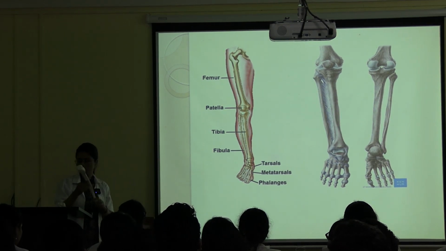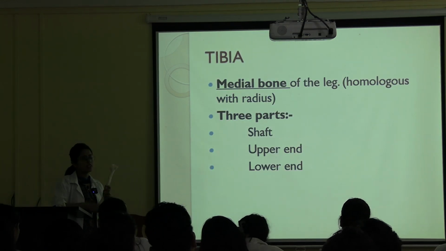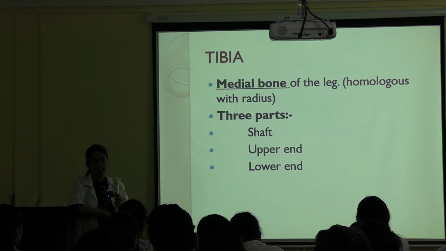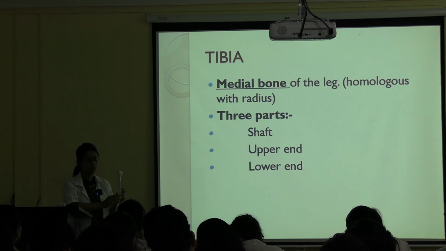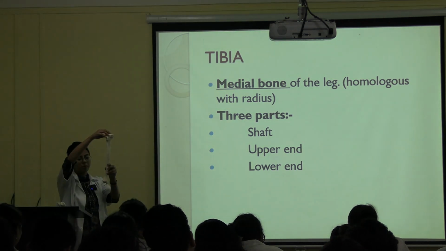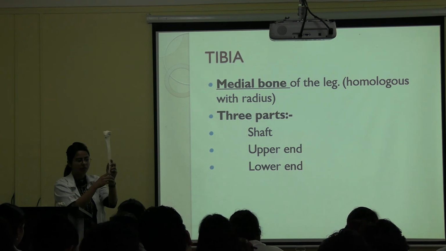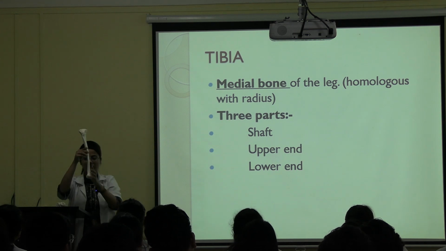Now it is homologous with radius of the upper limb. Okay, they have morphologically similar features. That is why tibia is called homologous with radius. Now it has three parts. This is the upper part, this is the shaft, and this is the lower part. This is the upper end, this is the shaft, and this is the lower end.